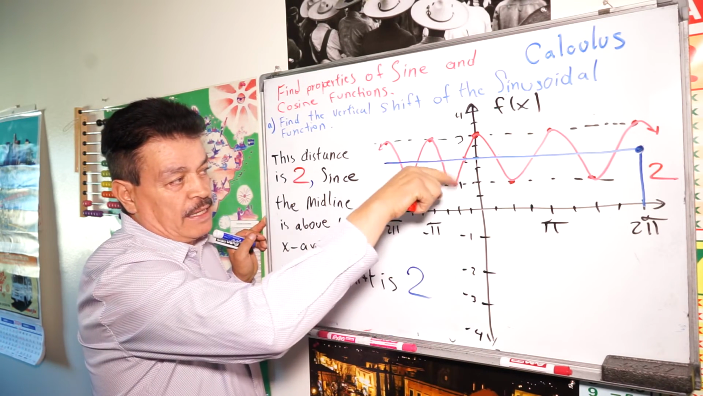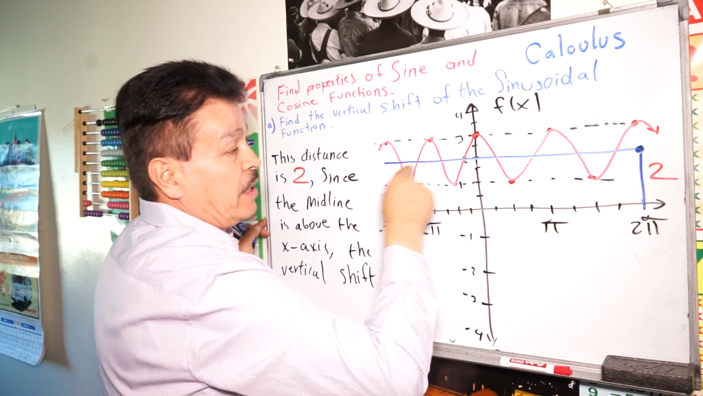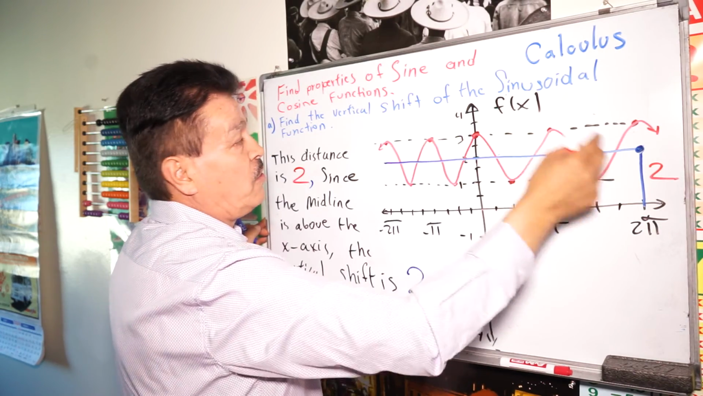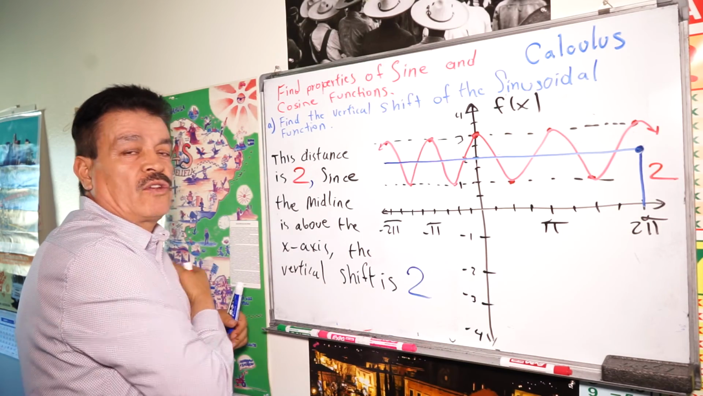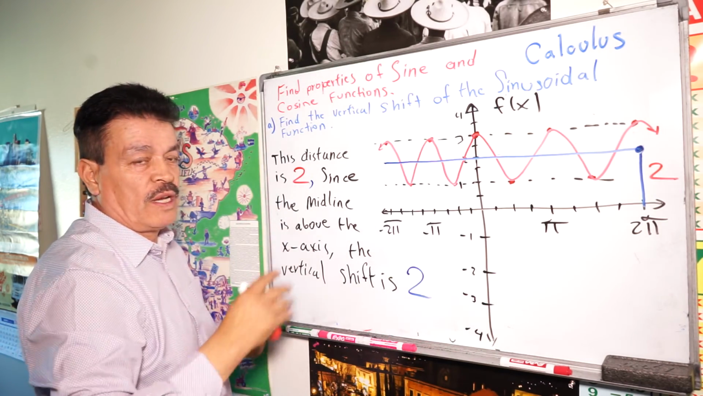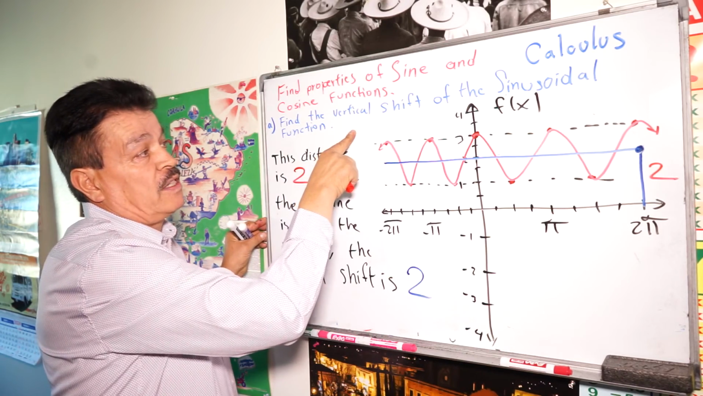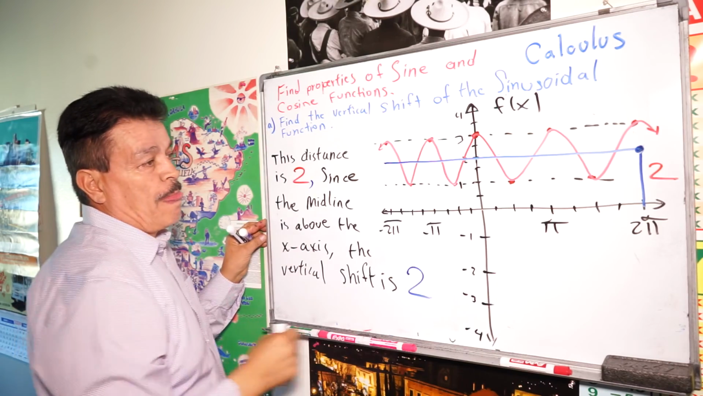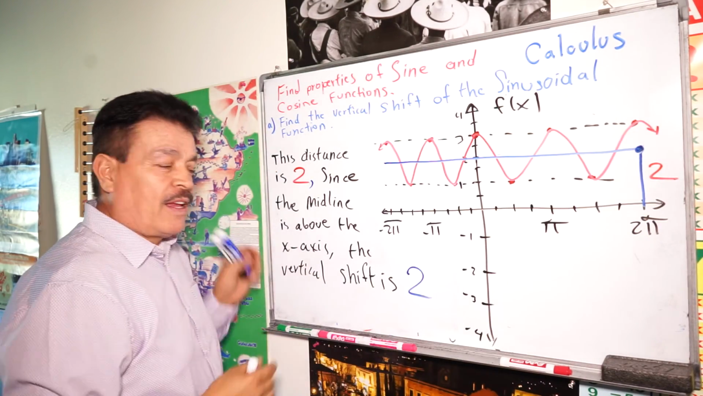Why? Because the middle line that divides the graph in the middle is at 2. This is our graph. Look at the question: find the vertical shift of the sinusoidal function. Before, I told you a lot of information, but right now the question is only to find the vertical shift of the sinusoidal function, which is equal to 2. See, that's it.